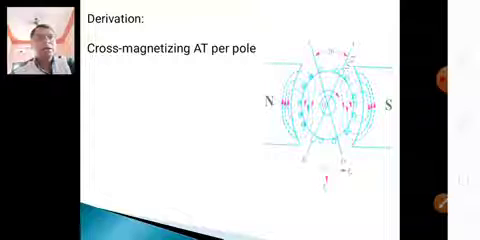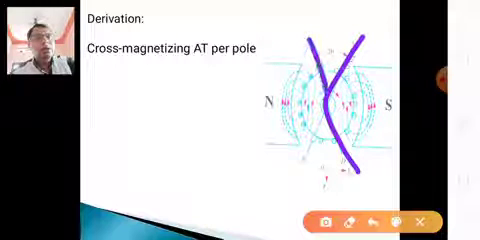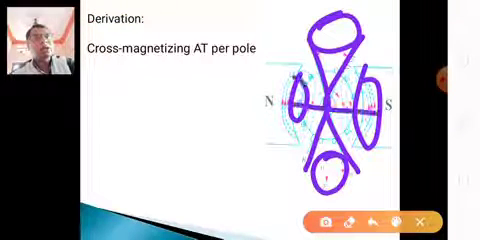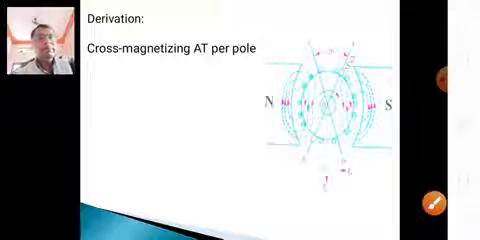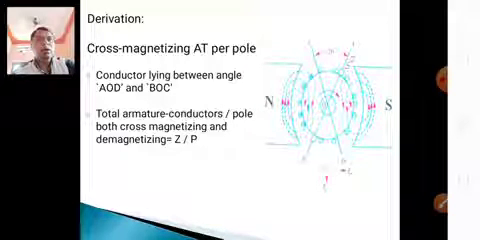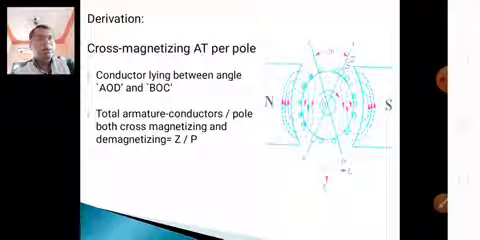And the cross magnetizing ampere turns per pole. Here cross magnetizing means the angle between BOD and AOD and BOC. This is for demagnetizing and this is for cross magnetizing. These two are cross magnetizing, these two are demagnetizing. Here the conductors lie between AOD and BOC. See here the total armature conductors per pole, for both cross magnetizing and demagnetizing, is the total number of conductors divided by the total number of poles, that is equal to Z by P.